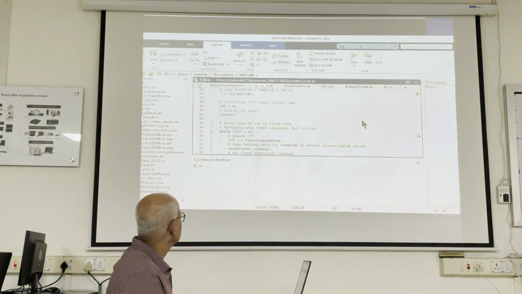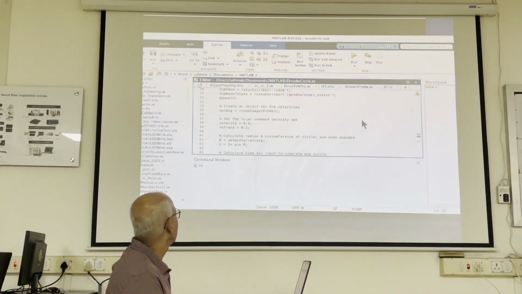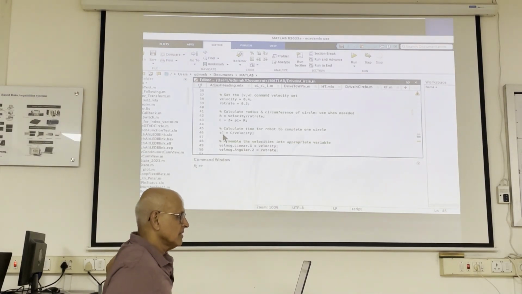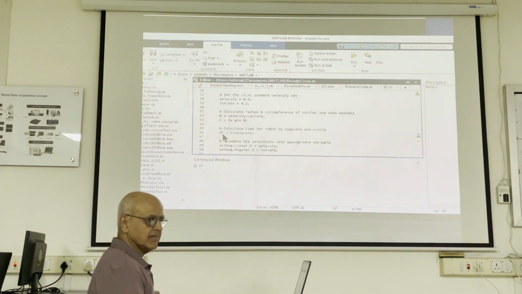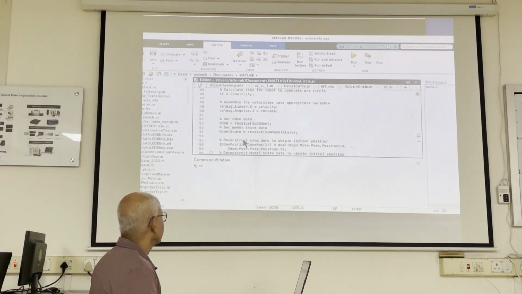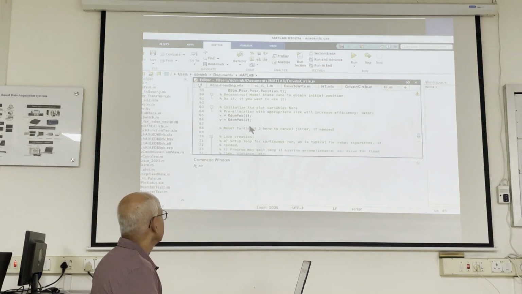So just to remind you, I figured out that the circumference is C, and then I calculated the time it takes with the assumed velocity to go around the circumference. And then I pack the velocities into the variable, VEL, MSG, dot, linear, angular, etc. And I'm getting ready to start driving the robot. I initialize the part variables.